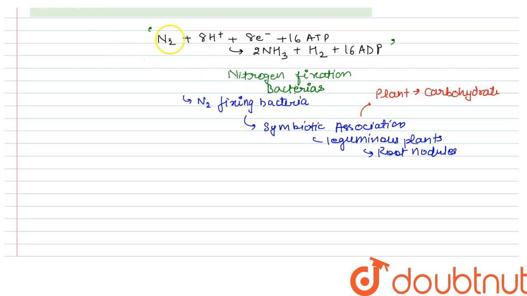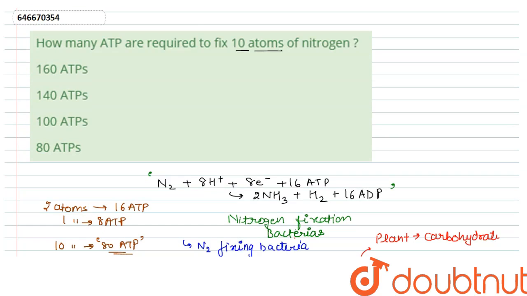Here we can see that this is a nitrogen molecule, right? A nitrogen molecule has 2 atoms. So 2 atoms of nitrogen need 16 ATP. So 1 atom will need 8 ATP, whereas 10 atoms will need 80 ATPs. So the answer to our question is that the ATPs required to fix 10 atoms of nitrogen will be the 4th option, 80 ATPs.